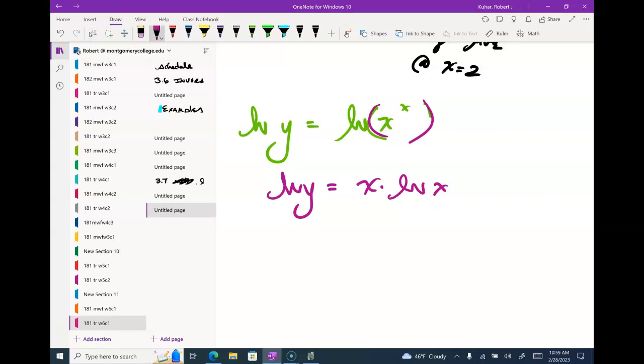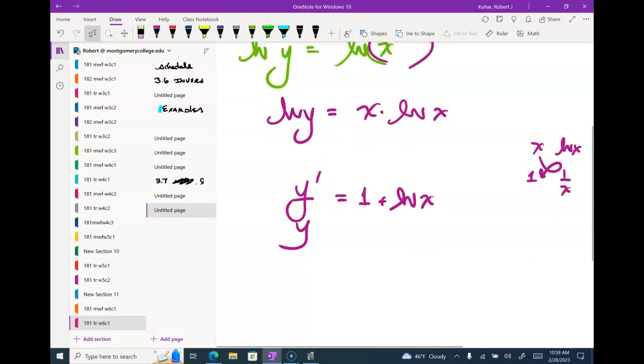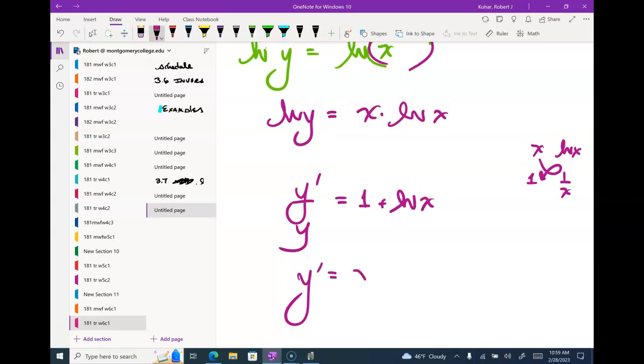What's the derivative of ln of u? It's u prime over u. It's the derivative of the inside over the inside, right? So y prime over y, yes? And on the right side, I need a product rule, yes? First function is x, derivative is 1. Second function is ln of x, derivative is 1 over x. So I get 1 plus ln of x. Yes? Good. So my derivative is x to the x times 1 plus ln of x.